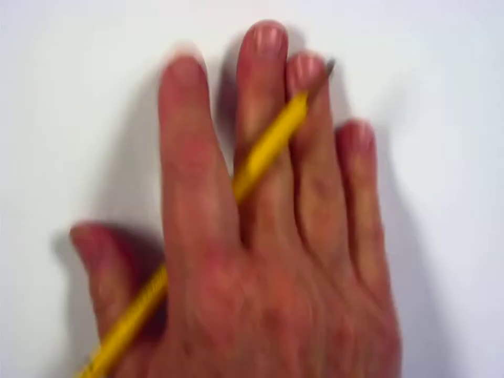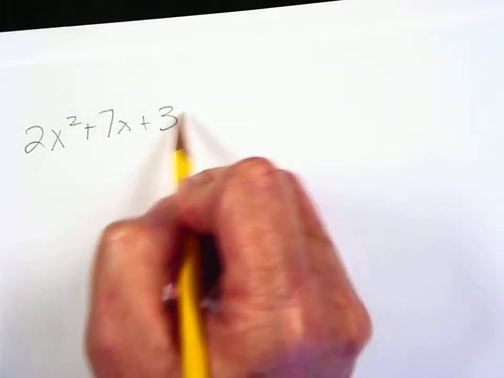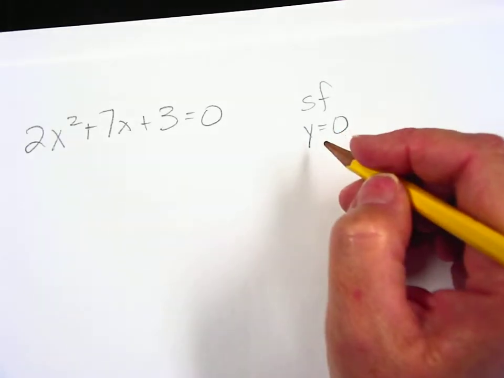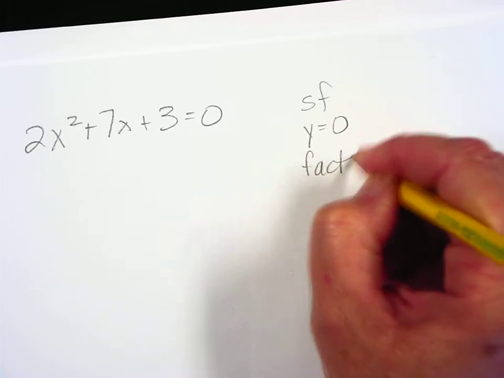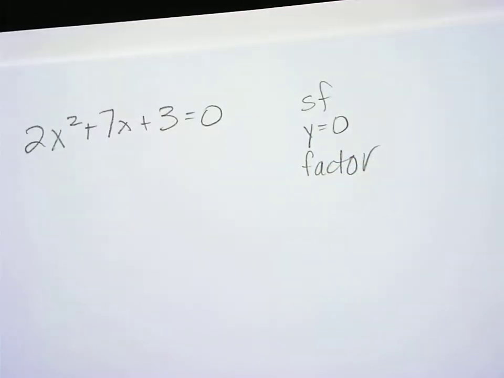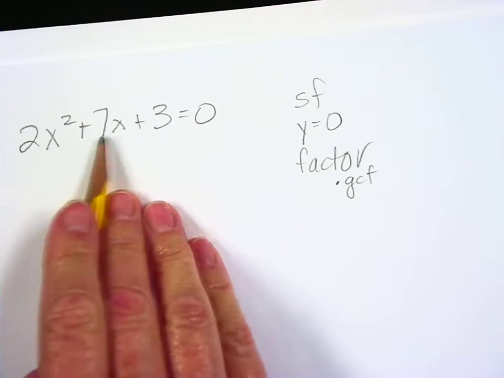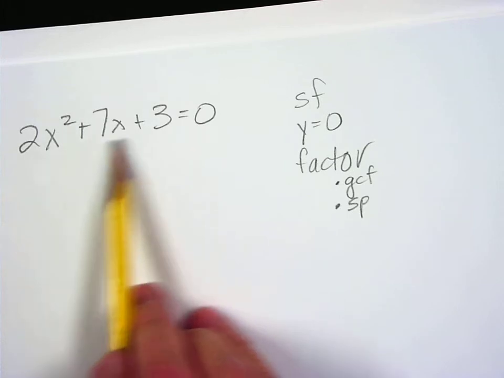Number 6, 2x squared plus 7x plus 3 equals 0. It's in standard form. Y equals 0. I'm going to factor it. Okay, so when I factor, I'm going to look for a GCF. Don't see one. Special cases. It's not a PST and it's not dots.